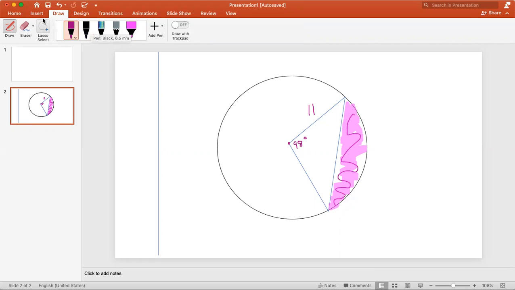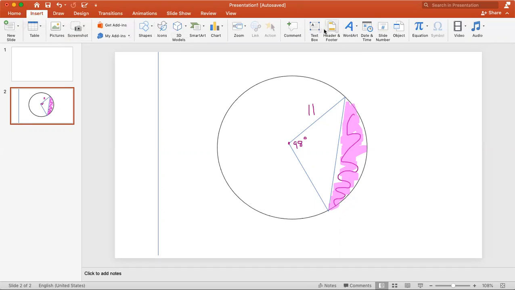As a reminder, our end goal here is to first find the area of a sector, because the area of that little shaded region is the area of the sector minus the area of the triangle. So if I can find the area of the sector, then I can just find the area of the triangle and subtract the two. So the first step is to find the area of the sector.